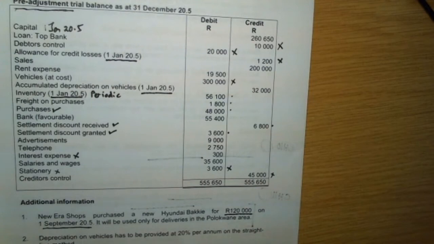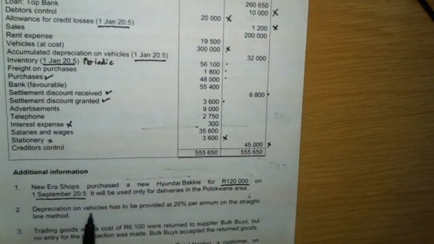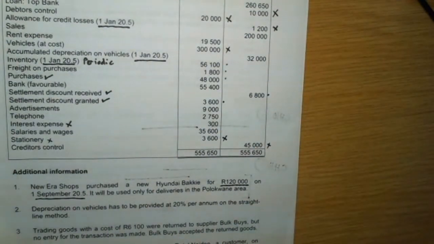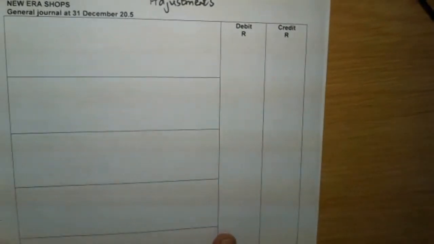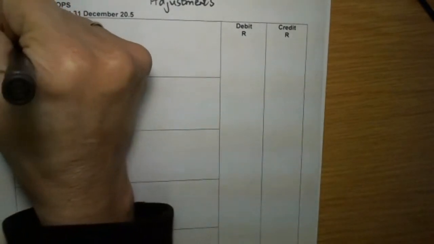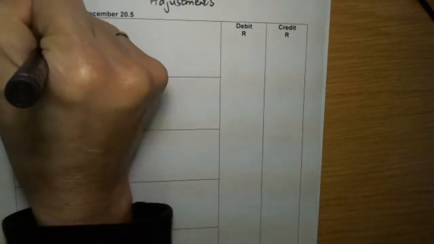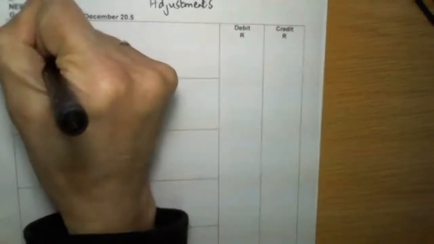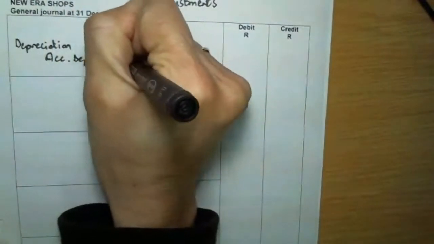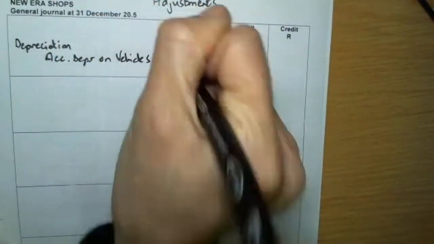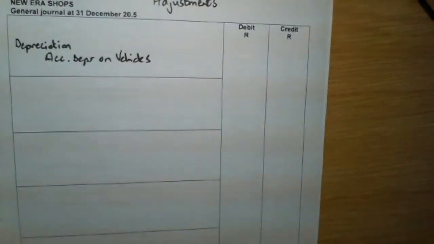So you can see here there is $120,000 included in there, so that $120,000 will not have depreciation for the full period. Item number 2 tells me that depreciation on vehicles has to be provided at 20% per annum on the straight line method. So my first adjustment I'm going to make is my depreciation adjustment. And I know that the journal entry for this, I'm going to debit depreciation, which is my expense, and I'm going to credit accumulated depreciation on vehicles. Okay? So I know that those are the ledger accounts I need to debit and credit.